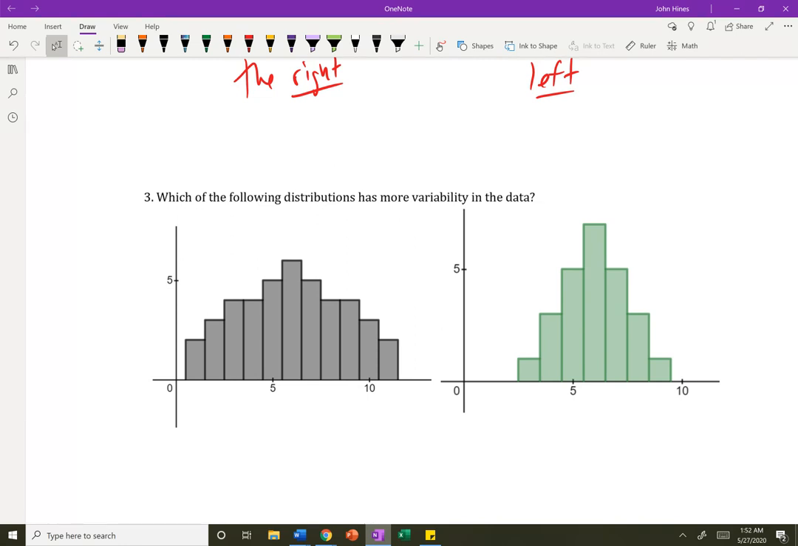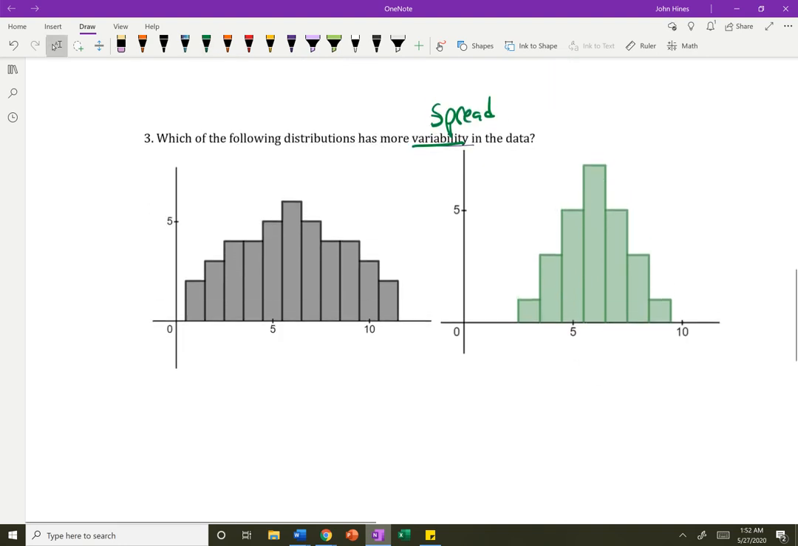And finally, the last thing we're going to describe is the variability in the data. So statistics is all about variability, all about the randomness or the spread. How far spread out is my data? Is there a lot of variability or is there just a little variability? So I have two distributions here.